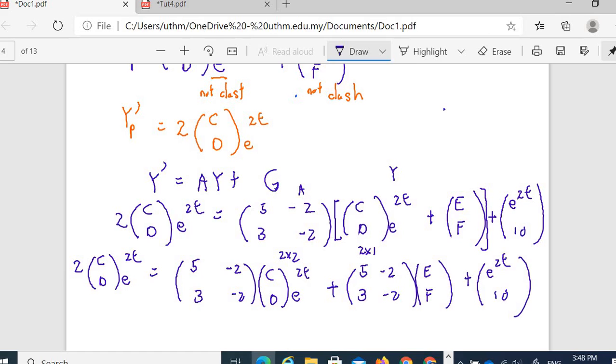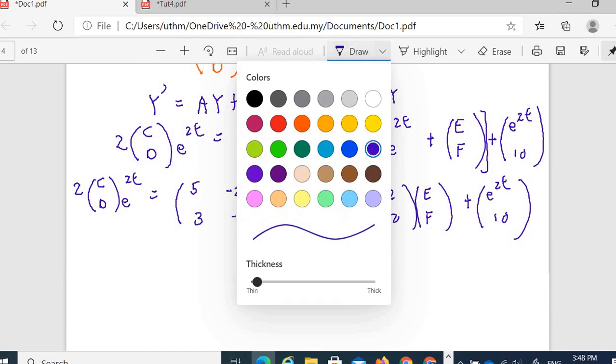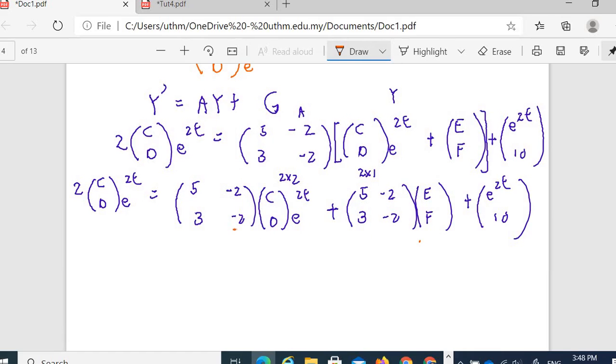Then you need to do matrix multiplication. Here 2 times 2, this is 2 times 1, so the 2 equals 2 and these two matrices can be multiplied, and the result is 2 by 1. Same with this one, 2 times 2, 2 times 1, so the result is 2 by 1. Then you do the matrix multiplication: first row times first column, so you have 5 times C minus 2 times D.